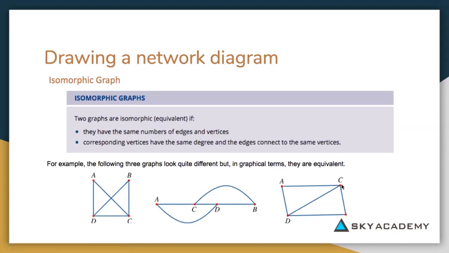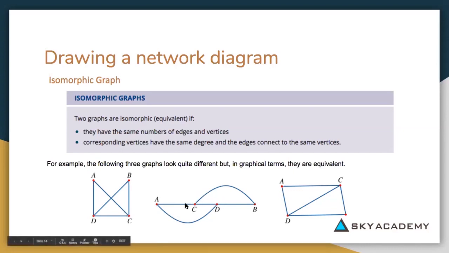In the first graph, vertex A has a degree of 2. Vertex B has a degree of 2. Vertex C has a degree of 3, and vertex D has a degree of 3. Now, if we're looking at the second graph, we have to make sure our A and B both have a degree of 2. 1, 2, 1, 2. So they are isomorphic. Now we look at C and D, and C and D have 3: 1, 2, 3, 1, 2, 3.